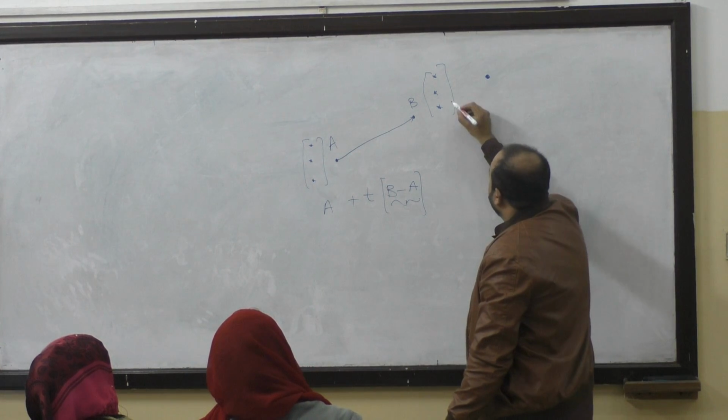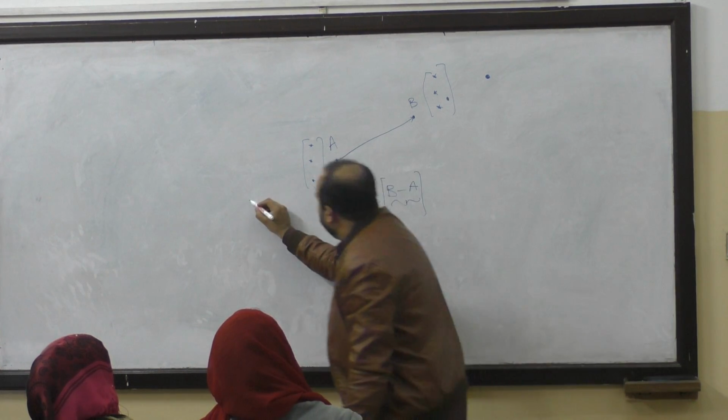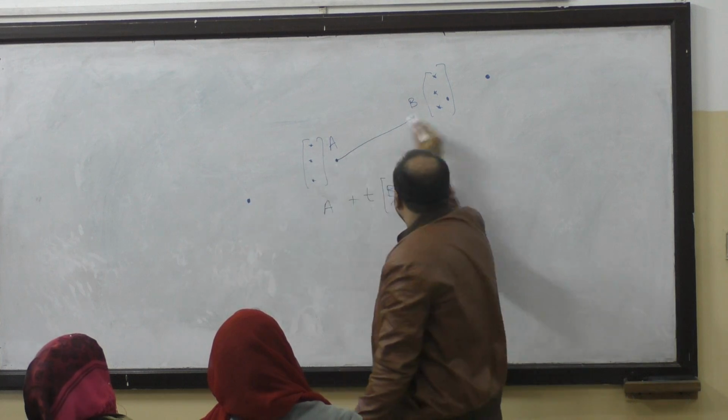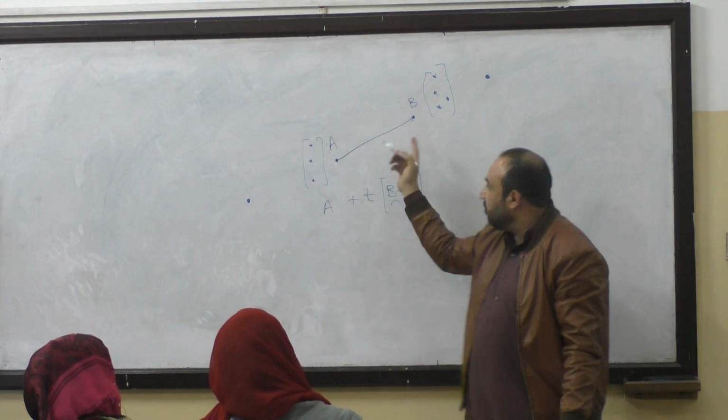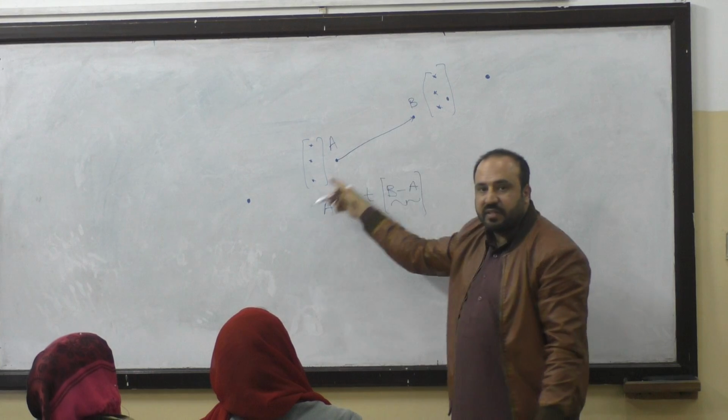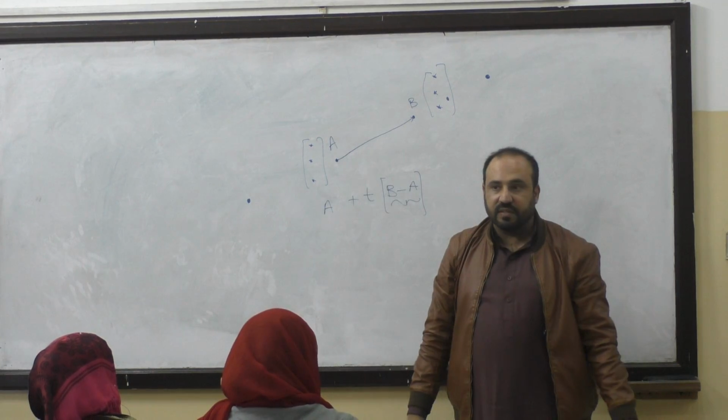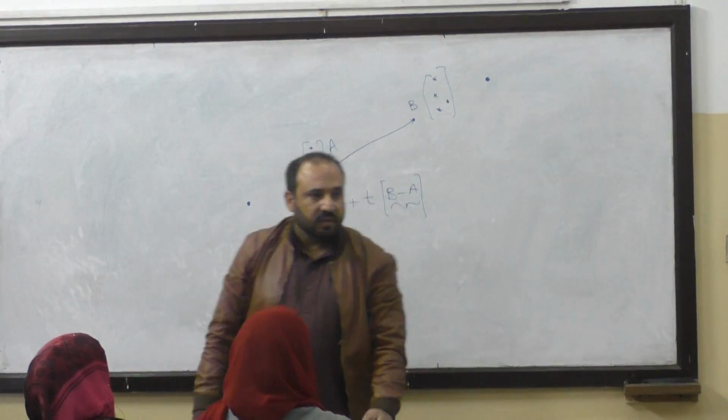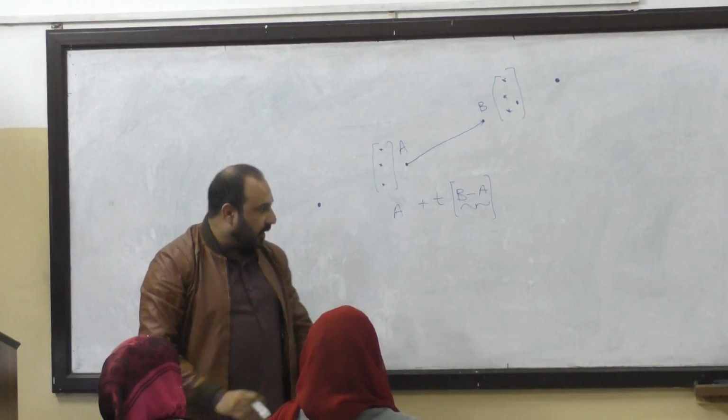If T is 50, I may end up here. If T is minus 100, I may end up here. But that's how I will always stay on the line defined by these two points. Yes, no? Okay, I will read.